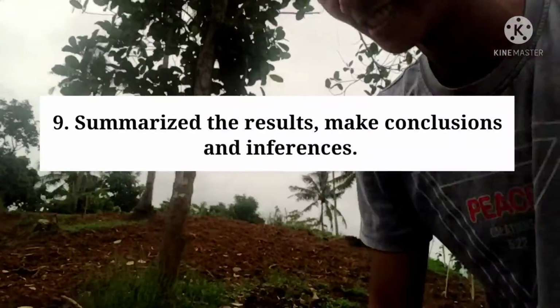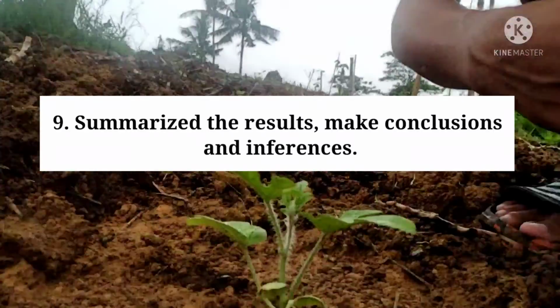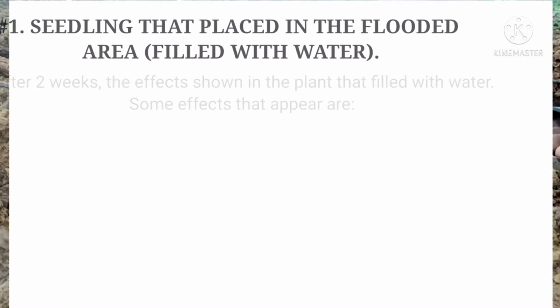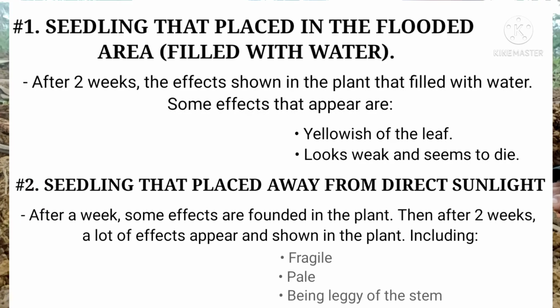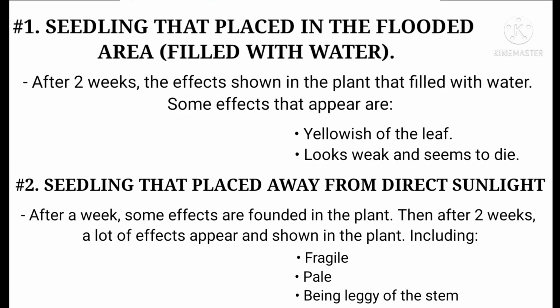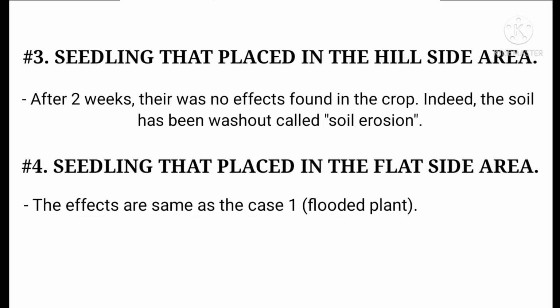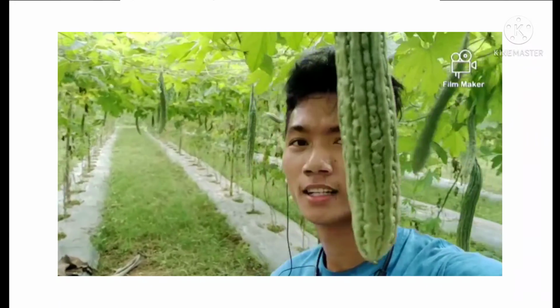Number 9. Summarize the results. Make conclusions and inferences. Now, this is the summary of the results conducted in the study, from flooded, indirect sunlight, hill area, and flat area. Conclusion of the study: being careless in planting some crops without knowing how to manage them is a great problem and a great loss of income.